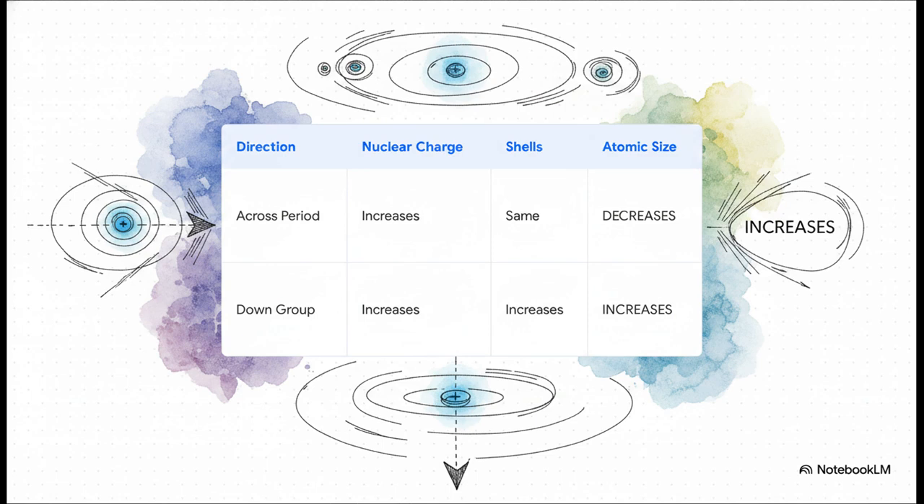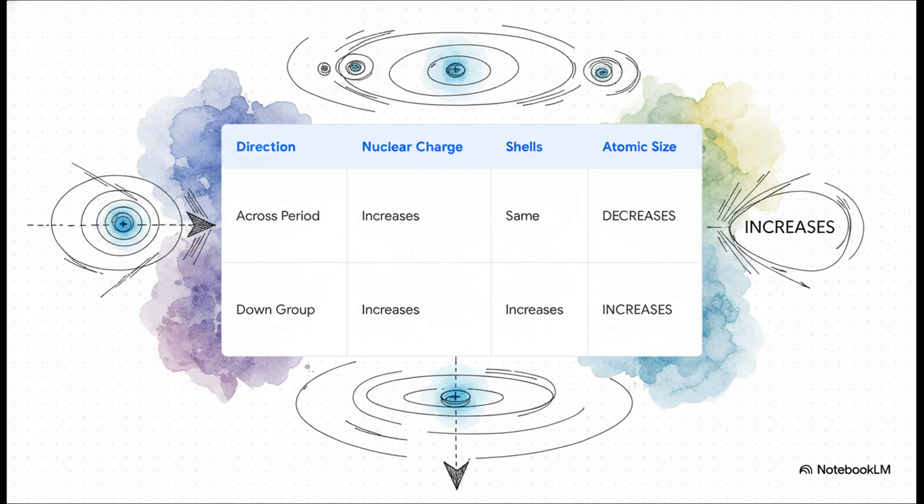Picture moving across a period, from left to right. The number of shells isn't changing, but the atomic number is going up, which means that central magnet, the nuclear charge, is getting stronger and stronger. You've got a stronger magnet pulling on the exact same number of layers. The result? The whole atom gets yanked in tight, and the atomic size decreases, shrinks right down.